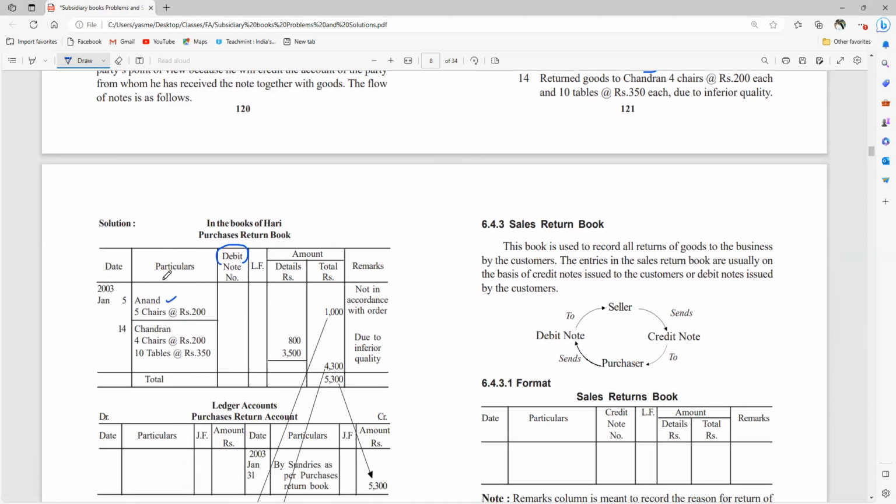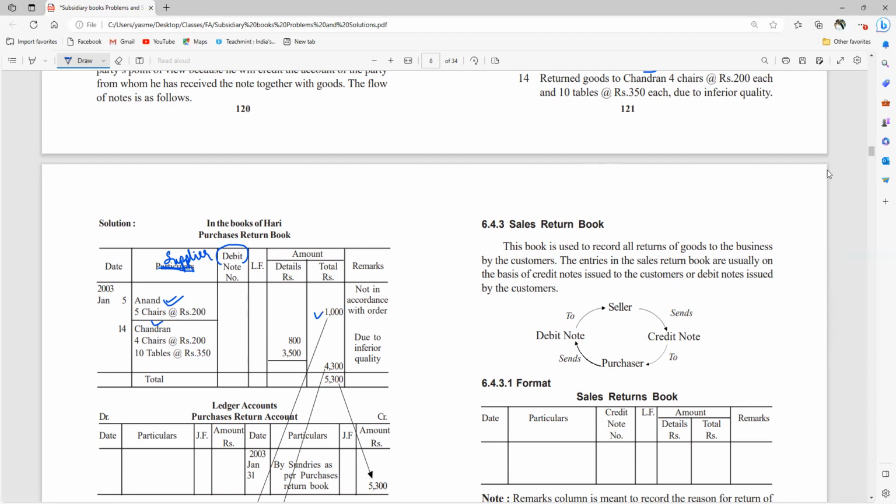So here is how we have recorded that first transaction on January 5th, whom we have returned goods back. Purchase return means that is again a supplier here, a supplier who had supplied goods to us, to whom we are returning the goods back. Anand is a supplier for our business. To Anand, we are returning 5 chairs at rupees 200 each. 5 into 200 is equal to 1,000 rupees.